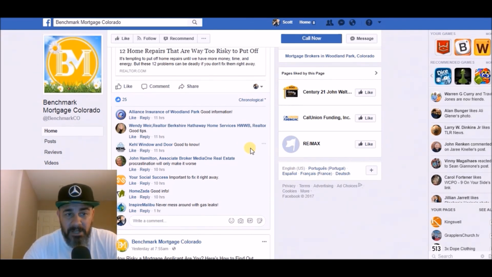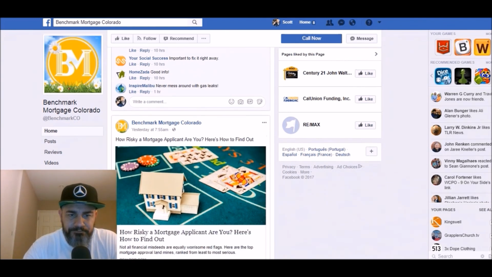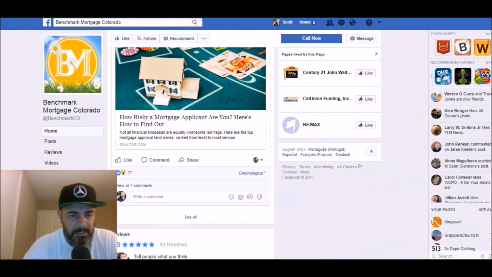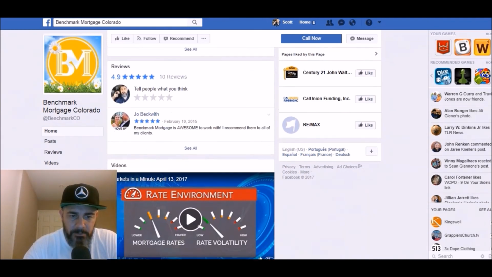I wouldn't be surprised if they've got a social media marketer who's finding this information, posting it, who also does maybe accounts for some of these others, and they just go and comment as the company back and forth, and it really helps the algorithm. I mean, that's something you can do. How risky of a mortgage applicant are you? Another article from Realtor.com, comments, likes, got some reviews.